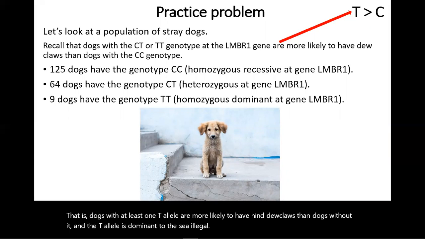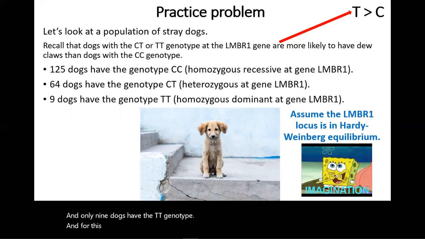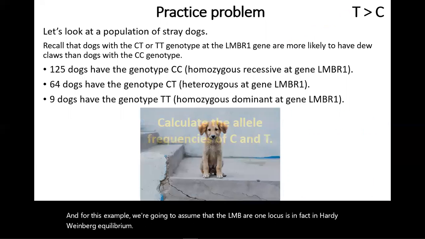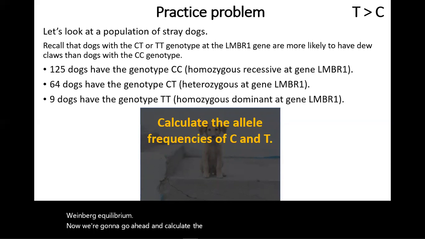Now, in this population of 198 dogs, 125 dogs have the CC genotype, 64 dogs have the CT genotype, and only 9 dogs have the TT genotype. And for this example, we're going to assume that the LMBR1 locus is, in fact, in Hardy-Weinberg equilibrium. Now we're going to go ahead and calculate the allele frequencies of C and T.